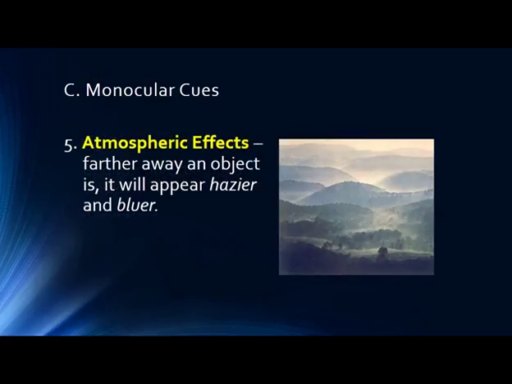Atmospheric effects. The farther away an object is, it tends to be a little bit hazier. We associate haze with distance. And the further things are away in our environment, they tend to look more blue. This is why mountains look blue from far away.